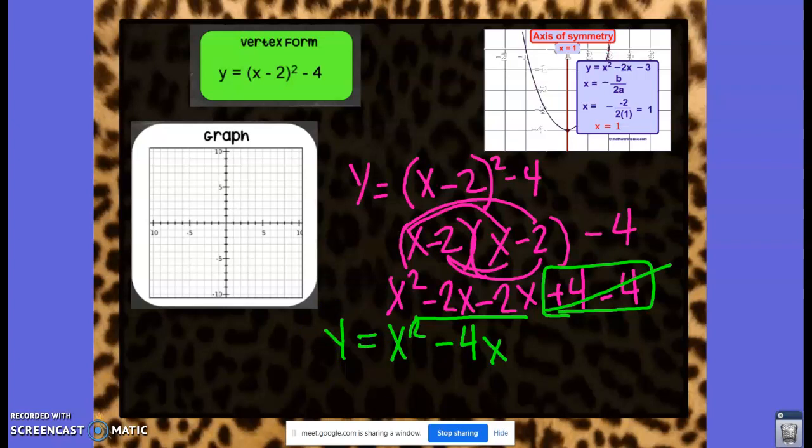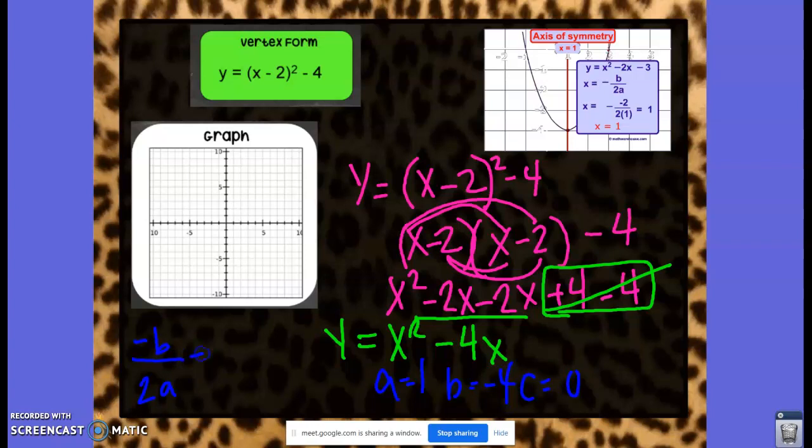Next, we're going to use that to find our axis of symmetry. You'll see that I left this formula up here for you to find your axis of symmetry. It's the opposite of b over 2a. So the opposite of our b value over 2 times our a value. That means we need to know what a, b, and c equal. In this case, a is 1, b is negative 4, and we don't have a c, therefore it's 0.